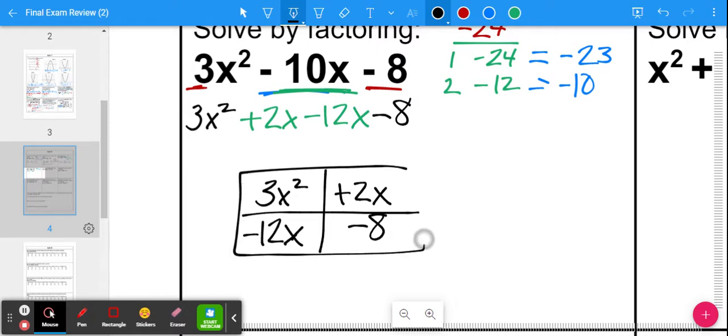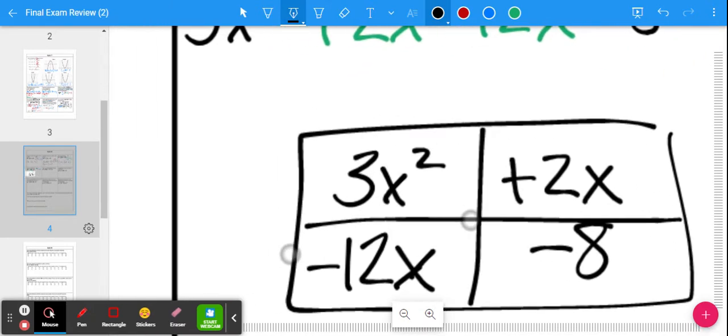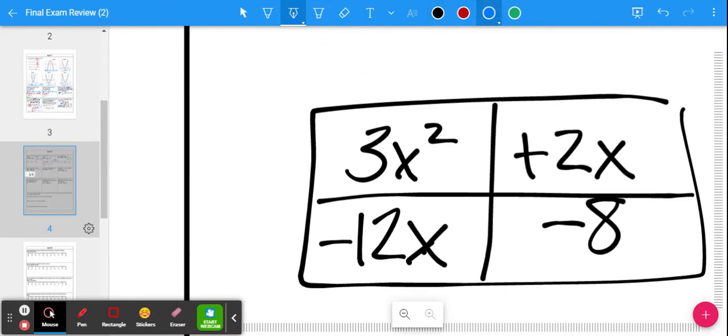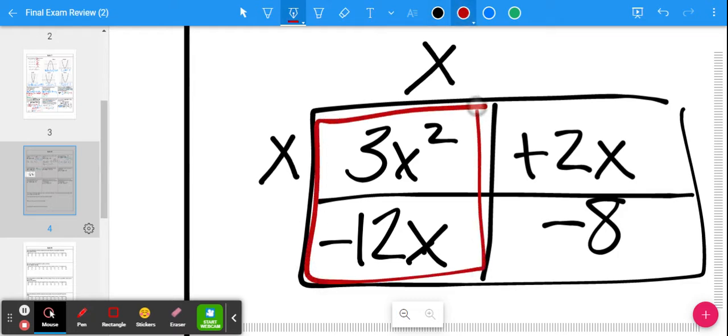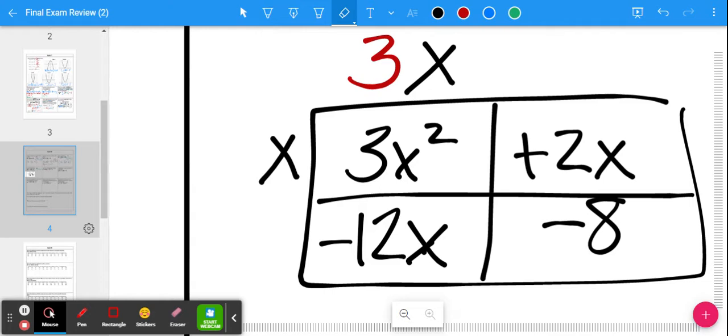And then we have to find the two binomials that make this make sense. So the first thing I look at typically is either that first row or first column, because we know there's always an x and an x here. So we have to figure out, what do these terms have in common? And it's a 3. And then we also can see that 3x times x makes that 3x squared that's in that box.